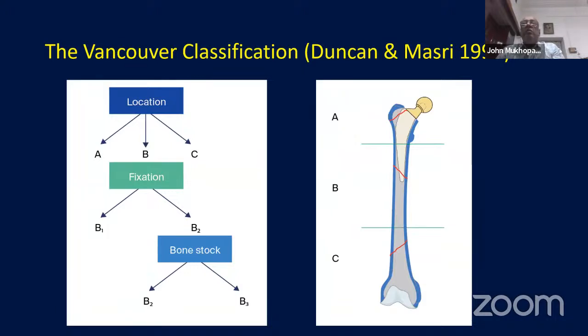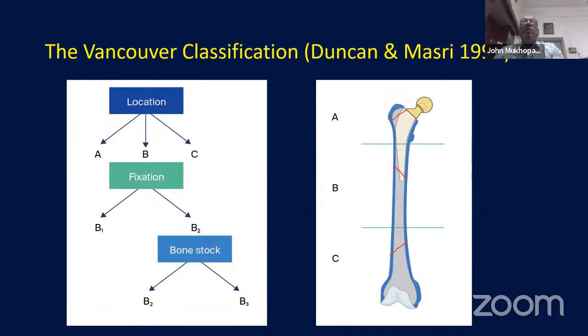Now, coming to the classification of these fractures, in the past we've had classifications for various fractures around various prostheses. The most useful one of these was the Vancouver classification for fractures around a total hip replacement, especially femoral fractures. They were classified by the location of the fracture, the fixation, and the quality of bone stock.